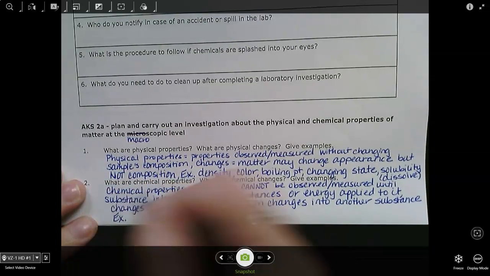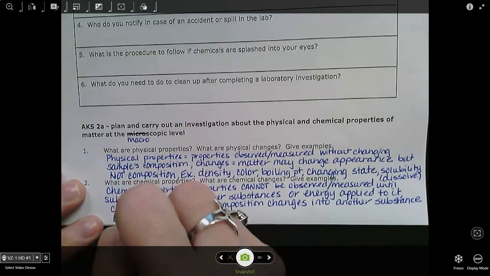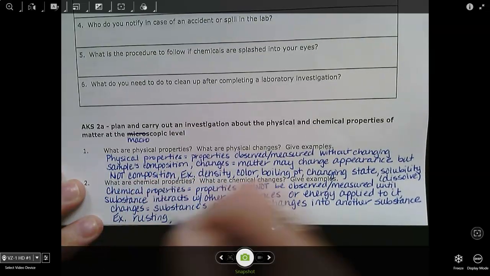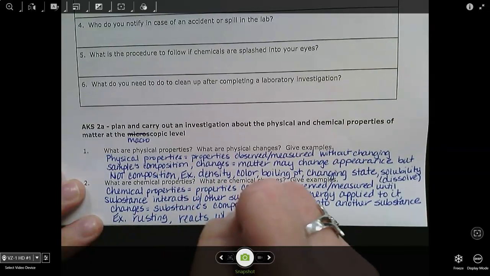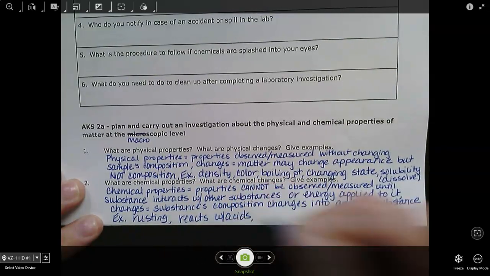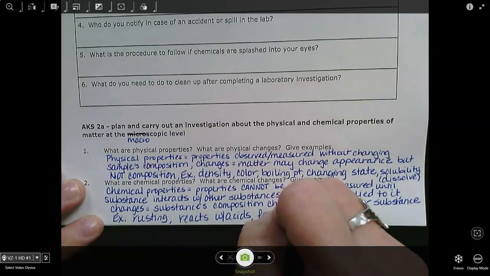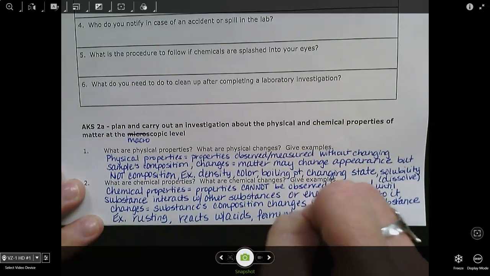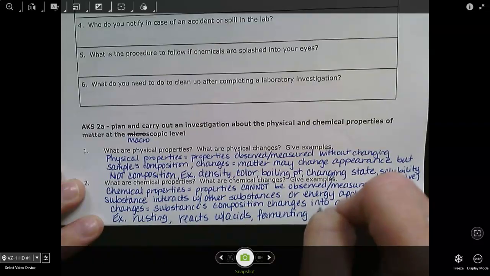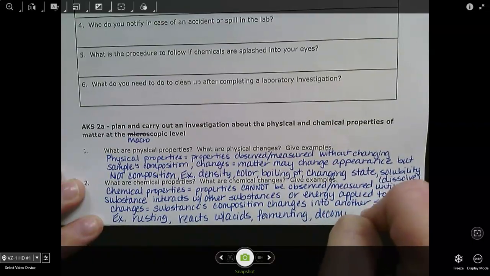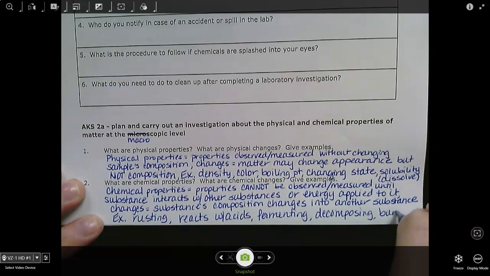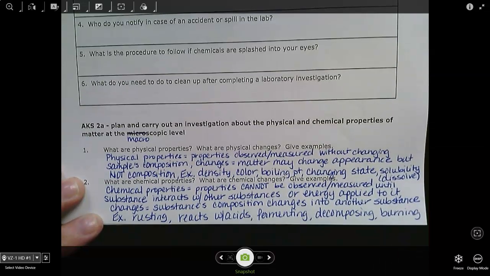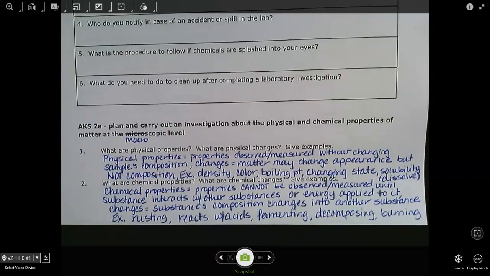Examples of chemical properties or changes: rusting, reacting with acids, fermenting, decomposing, burning. Anything that's burning or flammable would be a chemical change or chemical property.